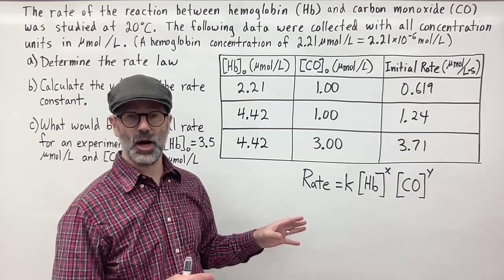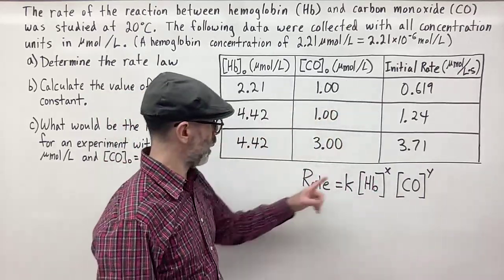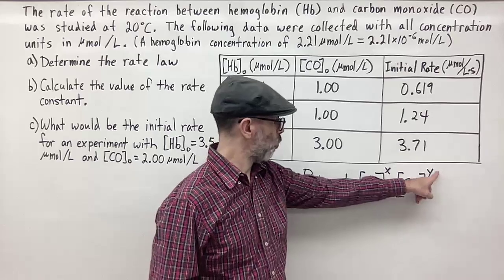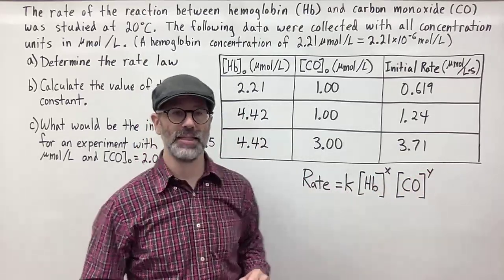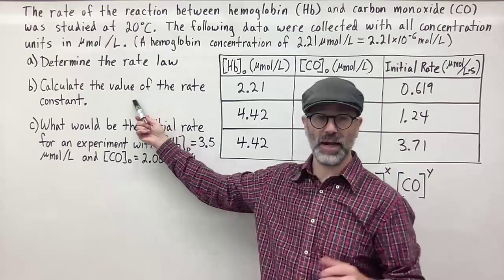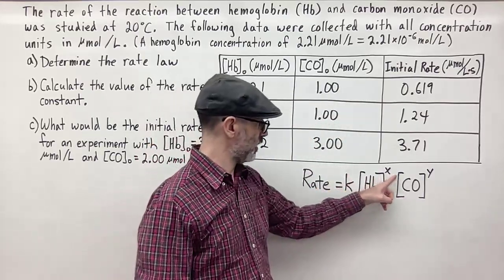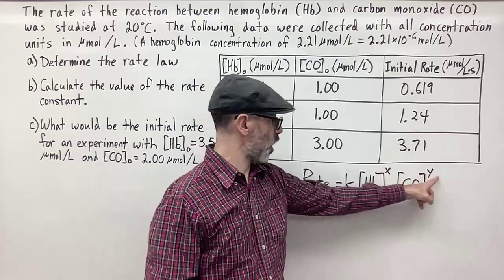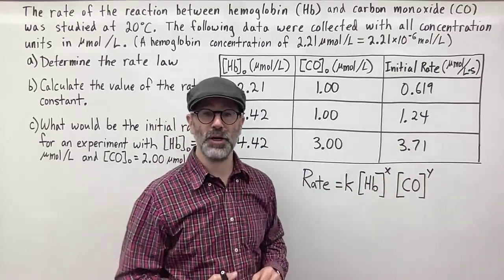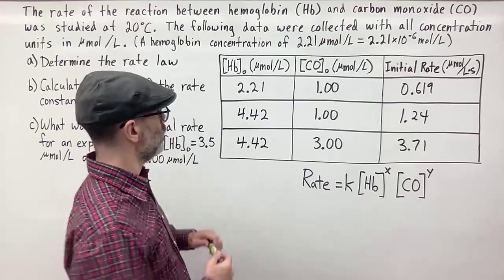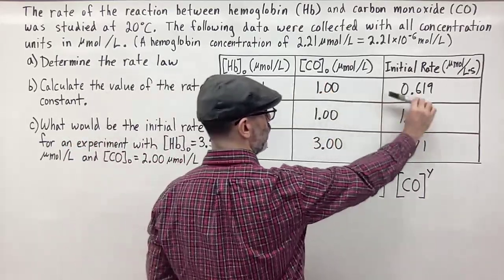What we're trying to figure out for part A, where we're asked to determine the rate law, is what x and y are. We'll figure out k in a moment, that's the next question: calculate the value of the rate constant. The rate constant is k, but first we want to figure out what the powers, the exponents x and y, are. So we need to isolate these two trials and look at the data.